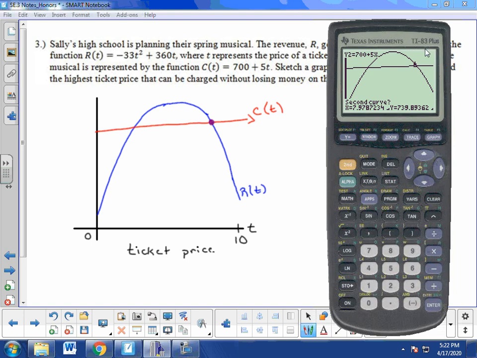It stays close to that right intersection, so I'm going to hit enter. You don't need to guess. And there we have the point. So remember, T is ticket price. The X value is ticket price. So I'm going to go ahead and round this to two decimals.